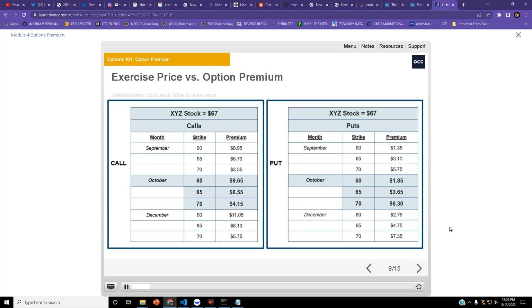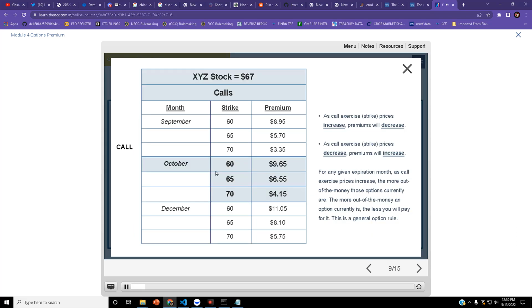Let's look at a typical option chain of all option prices for XYZ stock and observe some characteristics of premiums versus strike price versus time until expiration. Option chains like this are commonly found on many brokerage firms' trading platforms, and though the chain on your platform may look different, the data remains the same. Click each table to learn more. First, let's take a look at the calls.